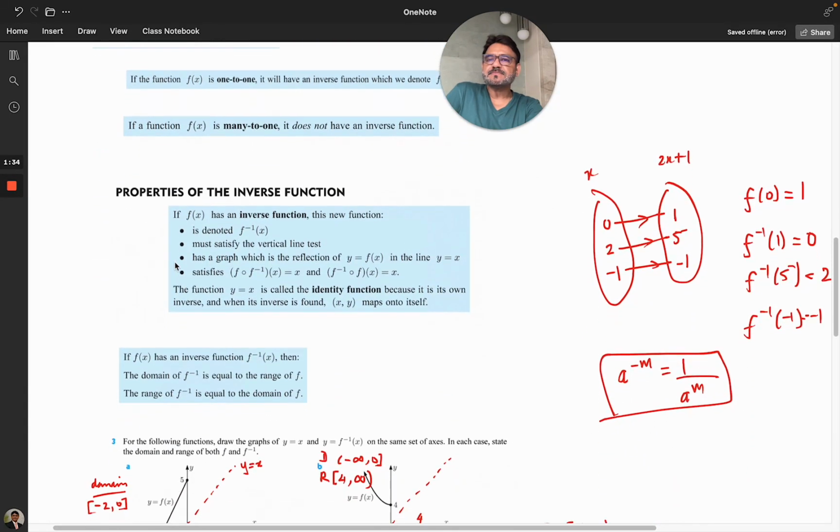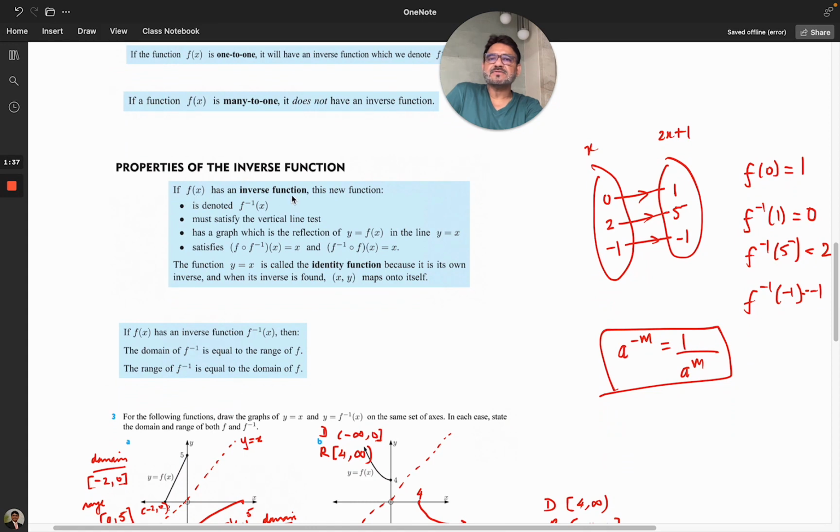Properties of the inverse function. If f(x) has an inverse function, this new function is denoted by f raised to minus 1 of x. It must satisfy the vertical line test, meaning it also should be a function. It has a graph which is a reflection of y is equal to f(x) in the line y is equal to x. I'll show you that in an example that follows. It satisfies that f composite inverse of x is x, and f inverse of f is x. So this we'll be doing when we do composite functions.